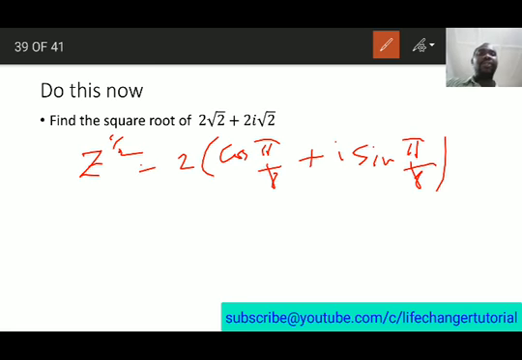So you can do something for me quickly. Find cos pi over 8 with your calculator. Another way you can write this is 2 into cos 22.5 plus i sine 22.5.